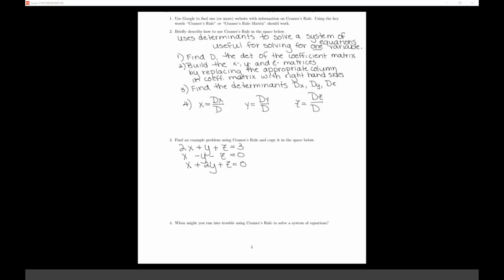So I'm going to build my coefficient matrix, I'll call it A. And then I have a 2, a 1, a 1, a 1, a negative 1, and a negative 1, and a 1, a 2, and a 1. So remember, just the coefficients.